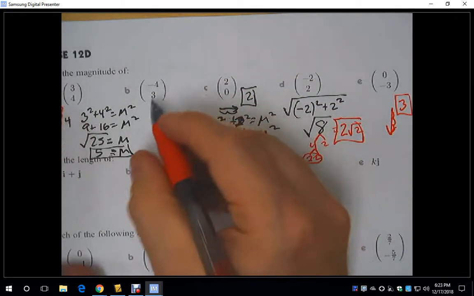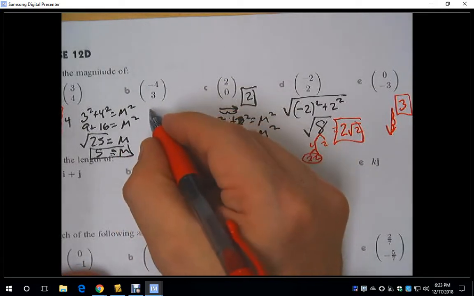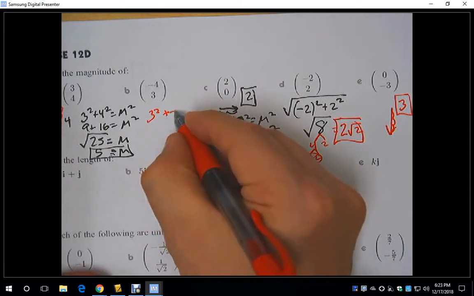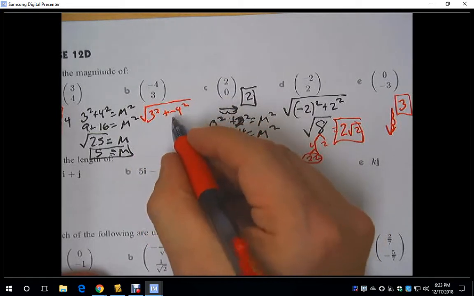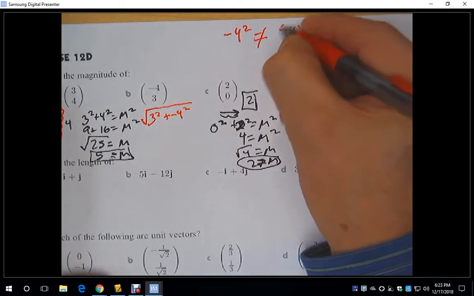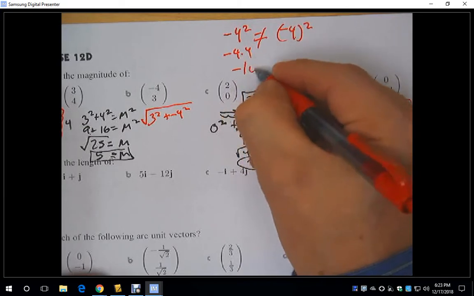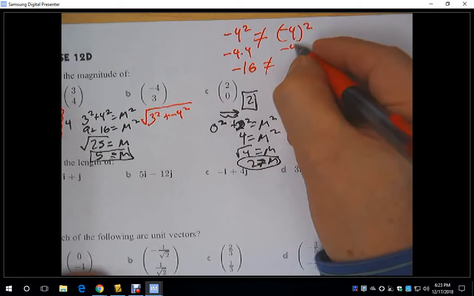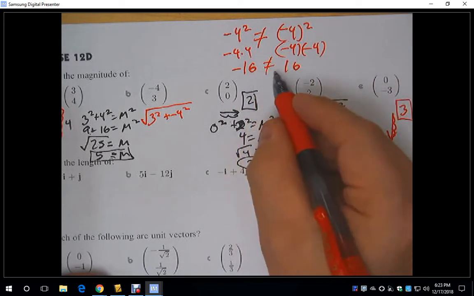I think it might be helpful to do this one. I was going to skip it, but because of this negative, it seems like a common mistake that students make. They'll say 3 squared plus -4 squared, all under the square root. The problem is that -4 squared is not the same thing as (-4) in parentheses squared. -4 squared is -4 times 4, which is -16, which is not the same thing as -4 times -4, which is a positive 16. These are not the same thing.